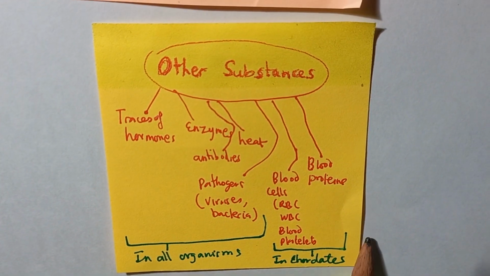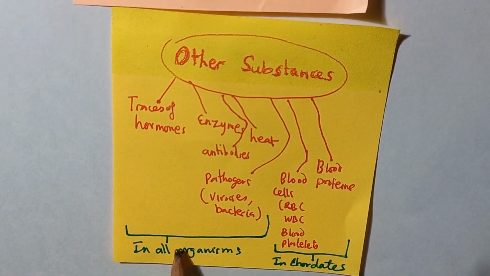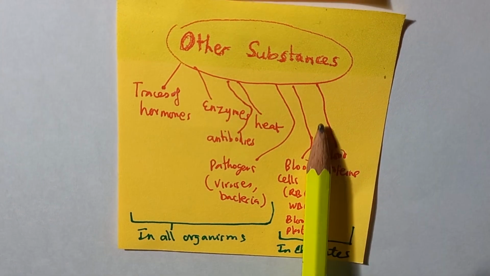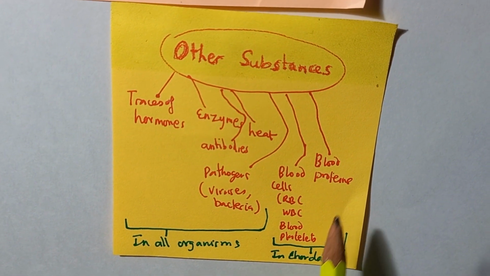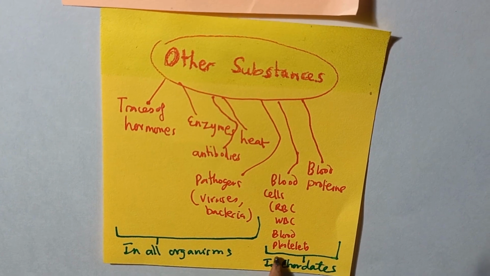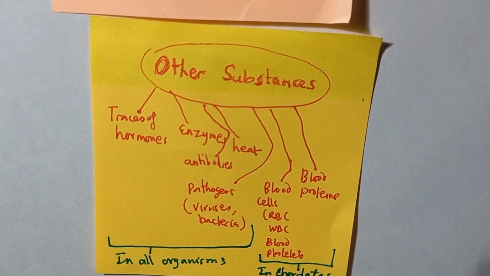These can be transported in all organisms. Then you have blood cells, red blood cells, white blood cells, blood platelets. You have blood proteins, and these are substances that are transported in chordates.